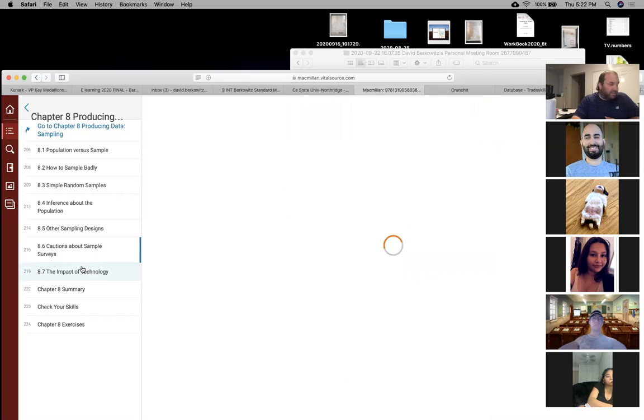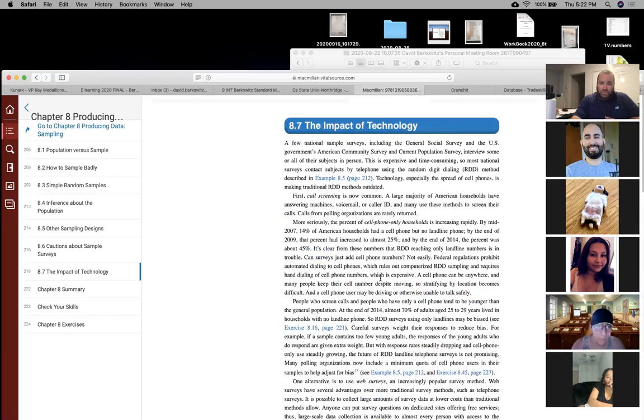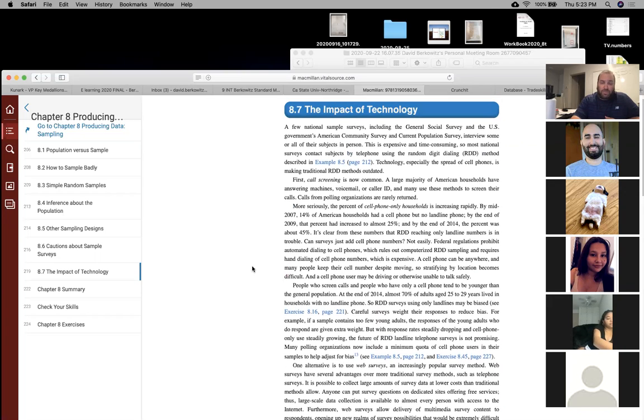And then impact of technology, we just mentioned this in passing. It was like one page. Just the fact that with technology, things change, and I don't even know what they're talking about here because I'm just too tired to read it, but you should read it. Anyways, that's it for the first review.